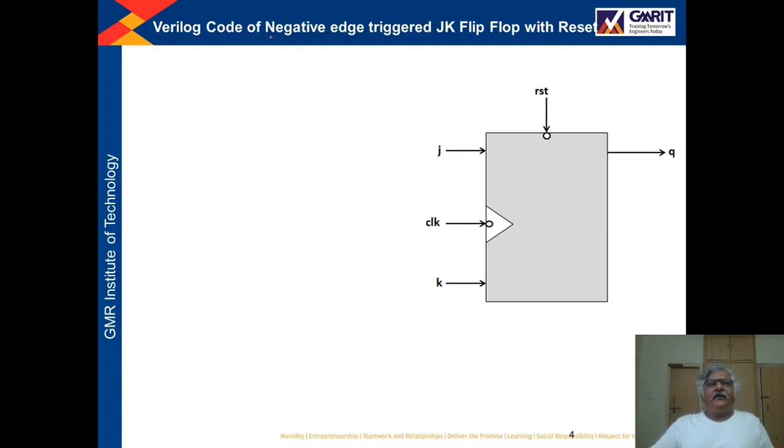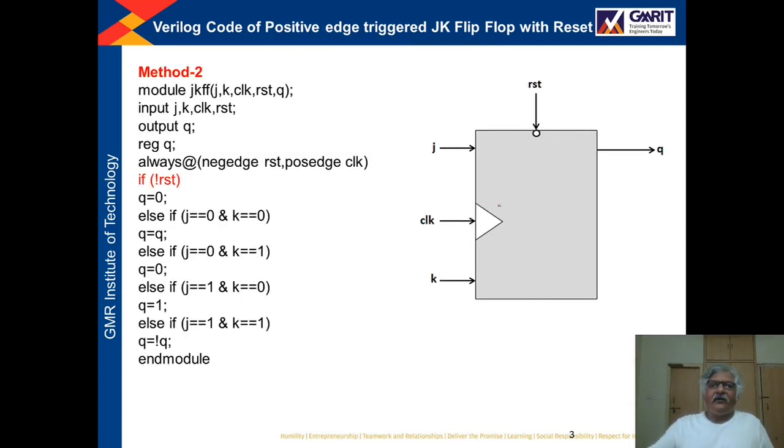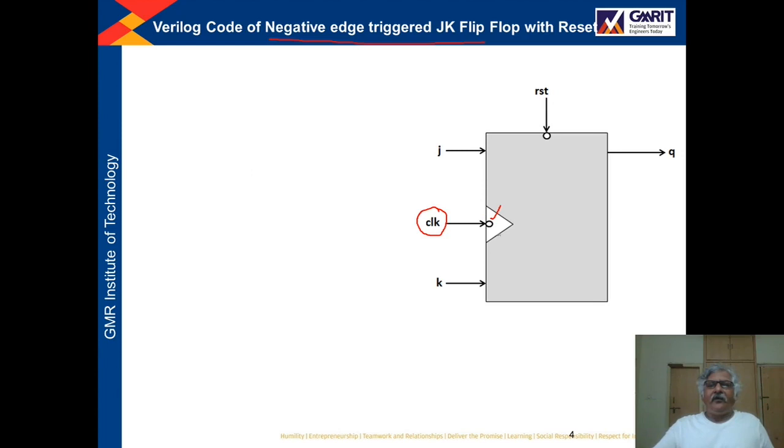Okay, now we will see the negative edge triggered JK flip-flop. Here you can see this clock signal. Now this bubble is there, right? In the previous case, there was no bubble here. The absence of a bubble means this is a positive edge triggered flip-flop. And now this bubble is there, so this means a negative edge triggered flip-flop.